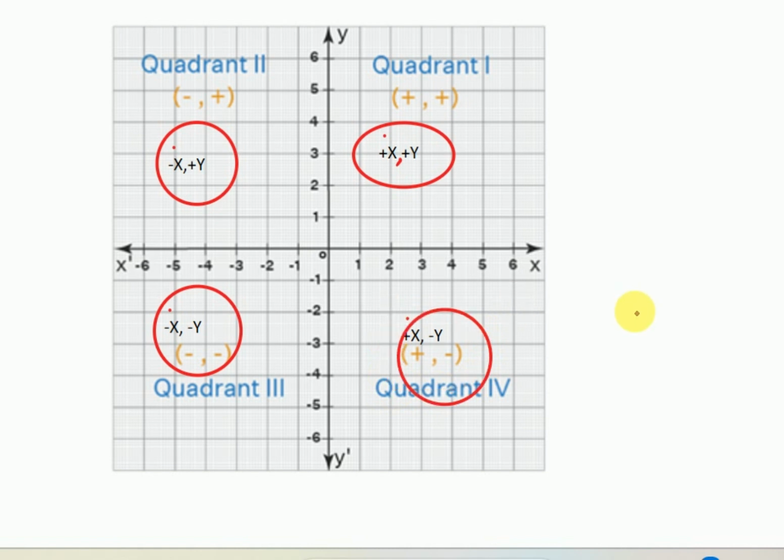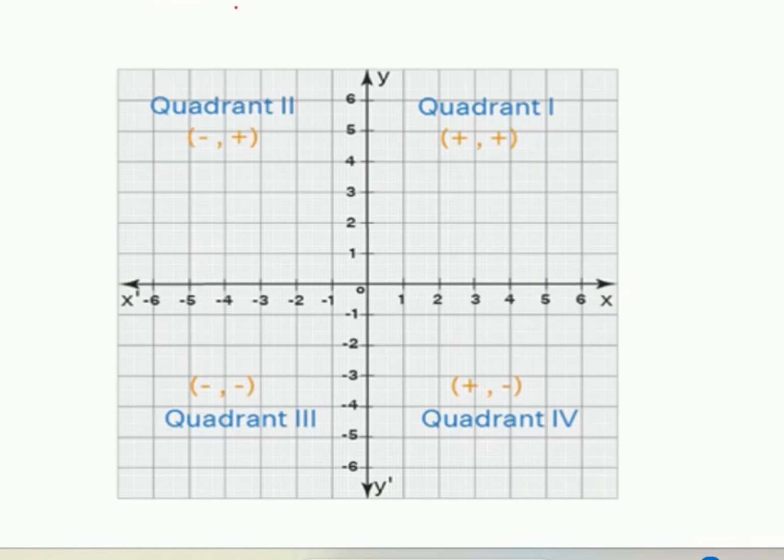Similarly, for the first and second quadrants, y-coordinates are positive as they are above the x-axis and the origin. And the third and fourth quadrants have negative y-coordinates as they are below the x-axis and the origin.